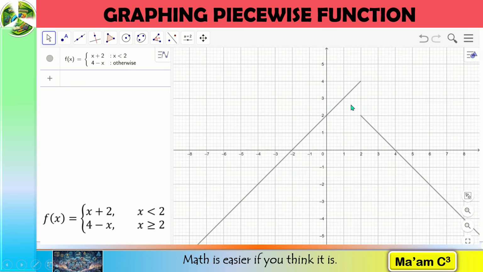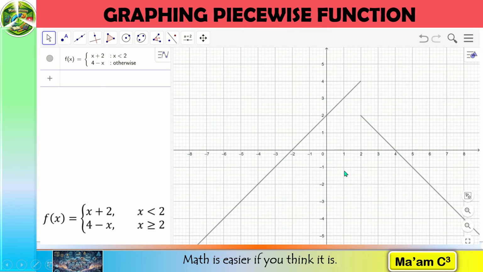In GeoGebra, you cannot see which one is open circle and closed circle. So you really have to pay attention to the conditions. So if x is less than 2, substituting 2 here, 2 plus 2 is 4. So at (2, 4), this should be an open circle. Otherwise, here means x is greater than or equal to 2, the opposite of the first condition. Okay? I hope you get that one.